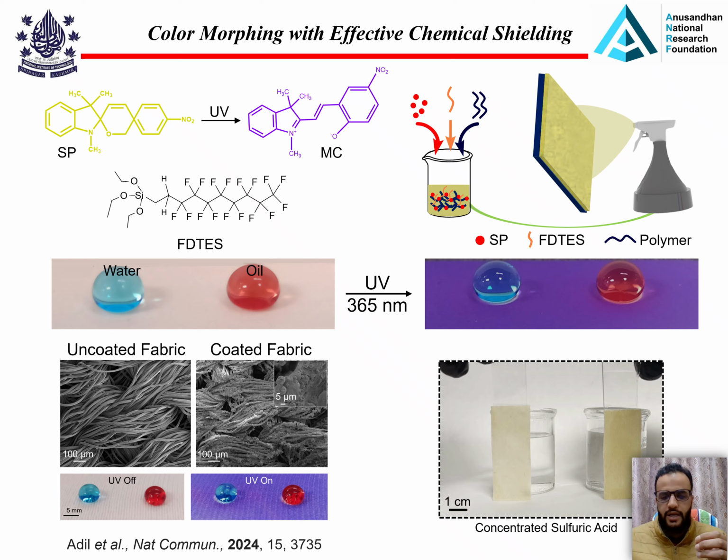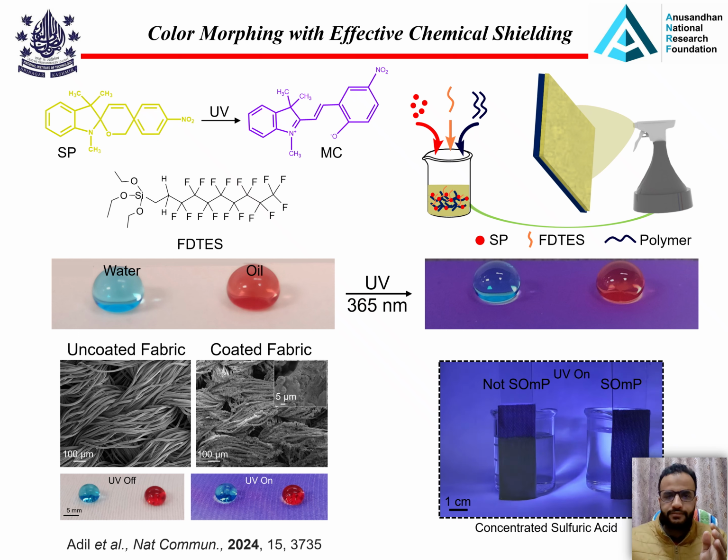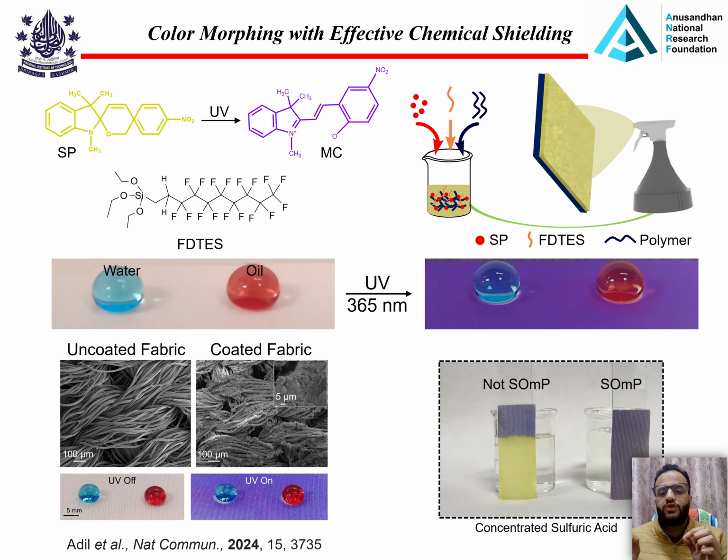And we have also demonstrated here, when we have two different surfaces, one is super omniphobic and another is only color morphing. When we expose these materials to concentrated sulfuric acid, we can see the surface which is super omniphobic retains its color morphing property, while the surface which is not super omniphobic compromises its color morphing property after exposure to concentrated sulfuric acid. This means that the liquid repellent super omniphobic property prevents the damage of these color morphing molecules. So for that reason, this super omniphobic property is highly relevant to these color morphing materials.